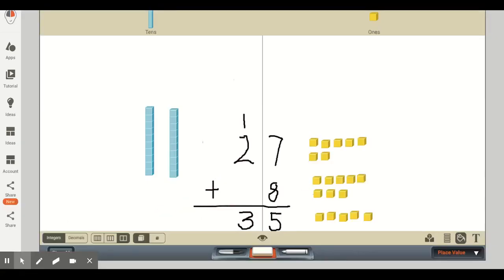As an addendum to this video, I want to tie in what we want first graders to understand with the traditional way that you may have approached some of these problems. So let's take a look at the example 27 plus 8. And traditionally, we might hear people saying 7 plus 8 is 15. Put down the 5, carry the 1. 1 plus 2 is 3. And there's our answer, 35.